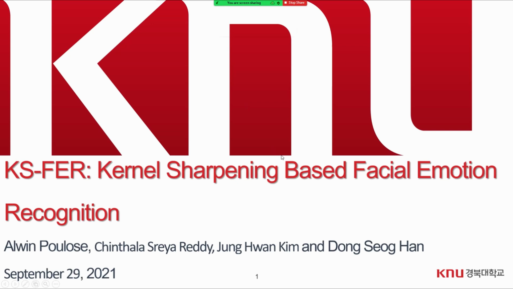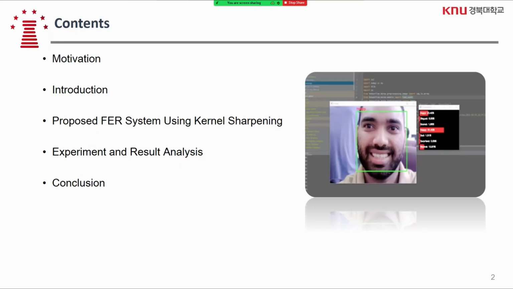So this paper topic is KS-FER, a kernel sharpening based facial emotion recognition. During the presentation, first we start with the motivation of KS-FER research, the necessity of this research, and also a small introduction about facial emotion recognition, their application, and what is the purpose of emotion classification or emotion recognition. And to improve the performance of facial emotion recognition, we proposed a FER system using kernel sharpening.